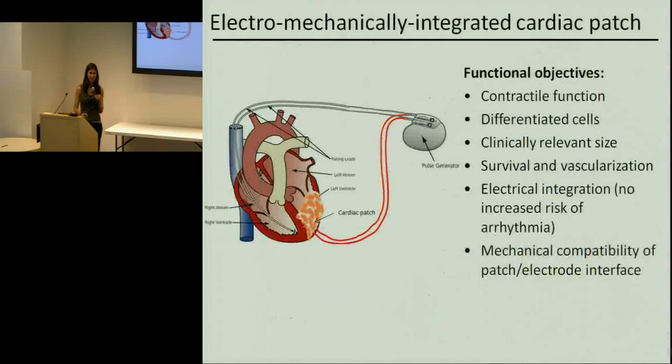And then finally, let's just say we actually build that patch. Then you have to think about how you actually put it in the body. So another area that's going to be opening up soon is answering the questions of how do you actually put it into a body? How do you make sure that it beats along with the heart that you've attached it to? And so what might need to happen is implantation along with a pacemaker. But these are questions that are just starting to be addressed now.